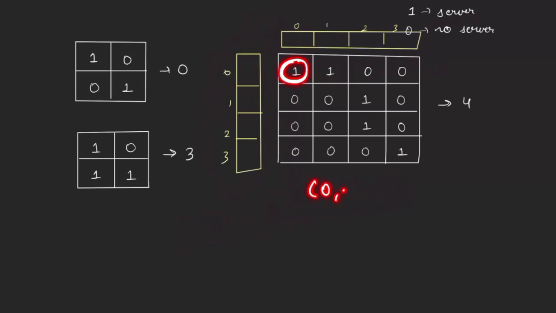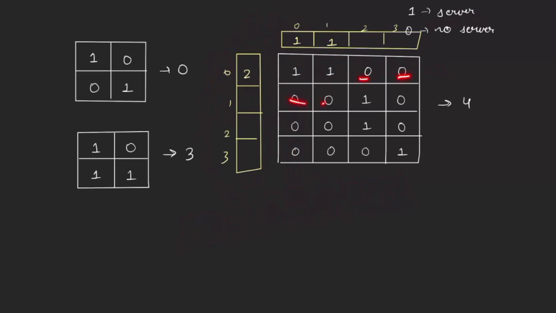This is present at 0, 0. So what we will do is that in the row counts array at the index 0, we will increment by 1, and in the column counts array at the index 0, we will increment by 1. So this will become 1 and this will become 1. Then we will come at this cell. So this is at 0, 1. So here we will update by 1 and here we will update by 1, right? So this will become 2, this will become 1.